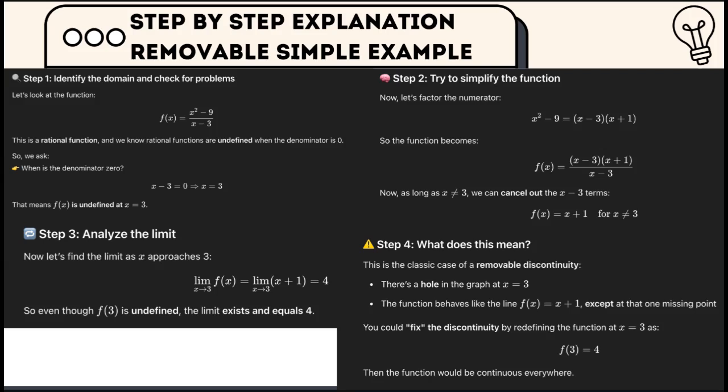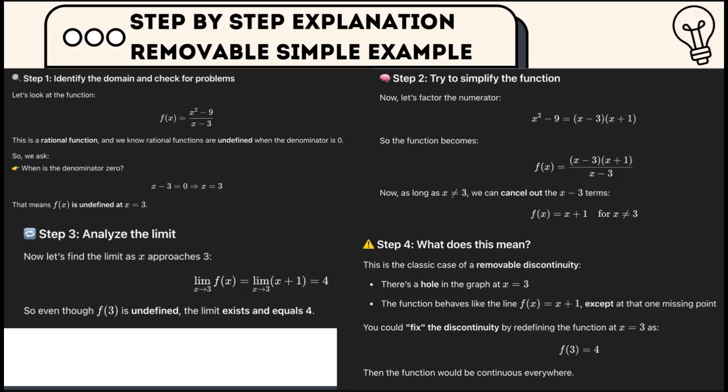So step 2, we try to simplify the function. First, we need to factor the numerator, x² − 9. It becomes (x − 3)(x + 3). So the function becomes f(x) = (x − 3)(x + 3)/(x − 3). So we cancel out the x − 3 terms.